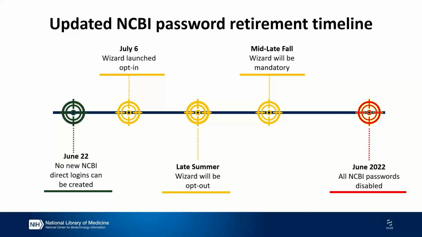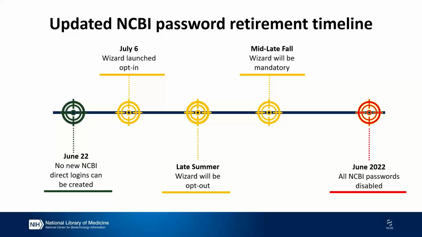Later this summer, we'll be launching the wizard as opt-out. And what that means is when you try to log into your account, you'll be redirected to the wizard and asked to retire your password at that time. For the opt-in and opt-out phases of this, there is an update later button that you'll see in the demo. So if you decide that you don't want to retire your password at that time, you can click update later. You'll be taken to the My NCBI page and you can continue what you're doing.